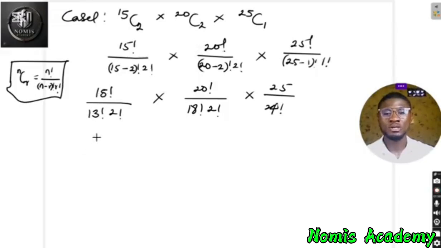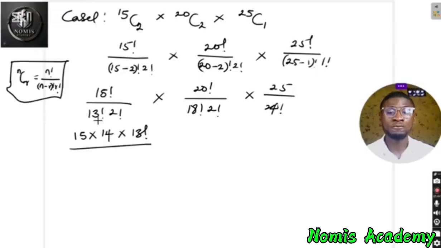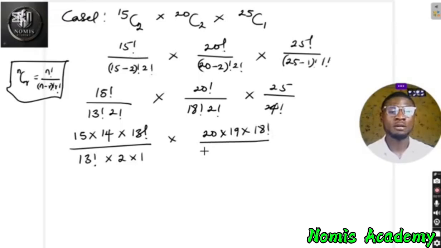We can then begin to expand our factorial quantities. This is 15 multiplied by 14 multiplied by 13 factorial. To avoid long notes, we can stop here since we have a common factorial in the denominator to divide it. So 13 factorial multiplied by 2 factorial, which is 2 times 1. The same thing here: 20 factorial is 20 multiplied by 19 multiplied by 18 factorial, so I can stop there and divide by 18 factorial multiplied by 2 times 1.